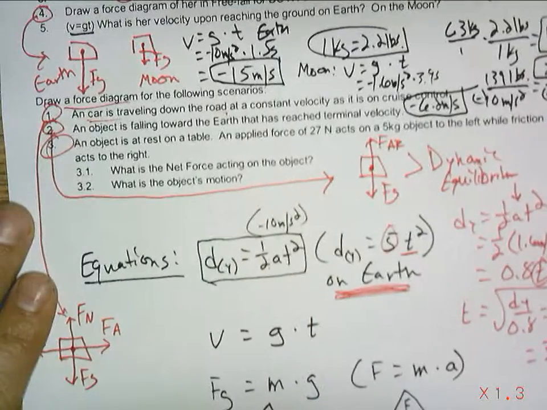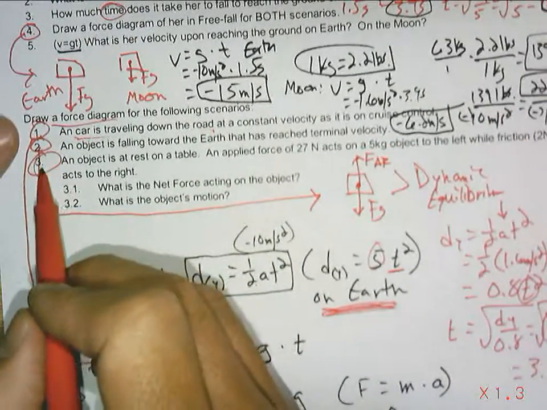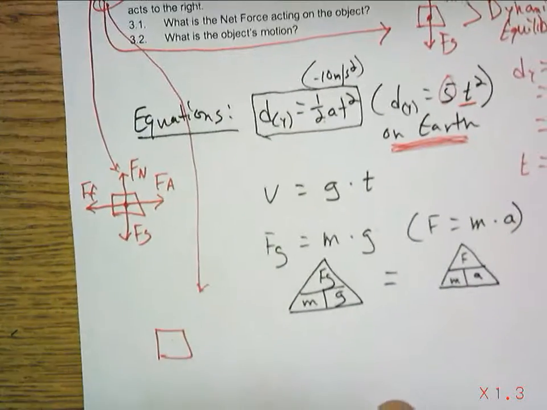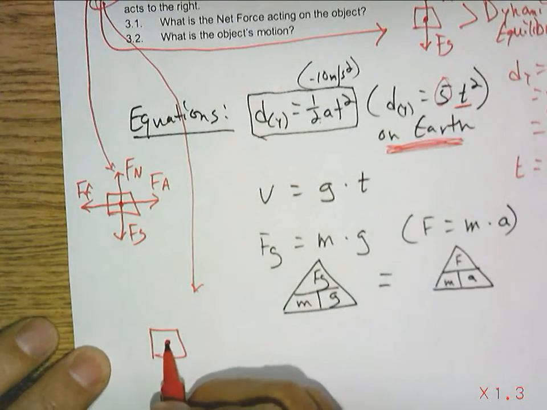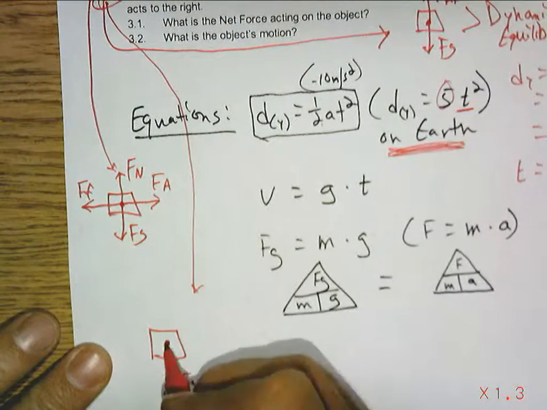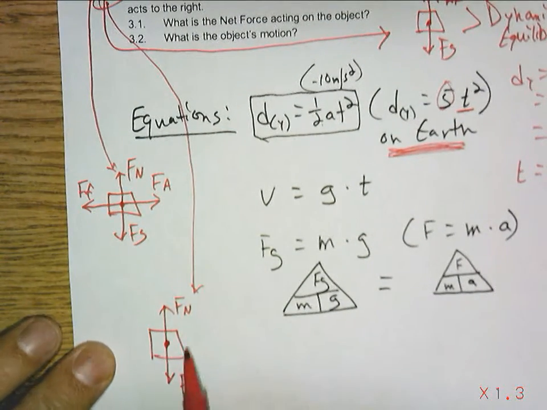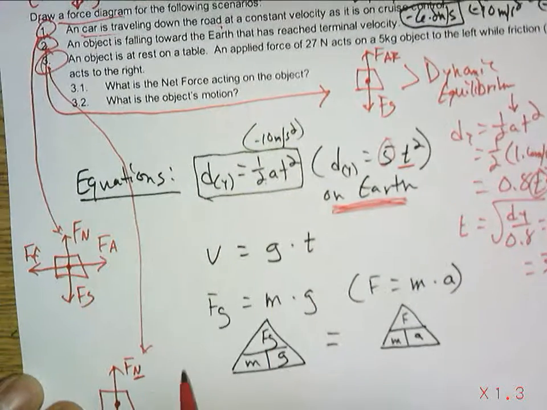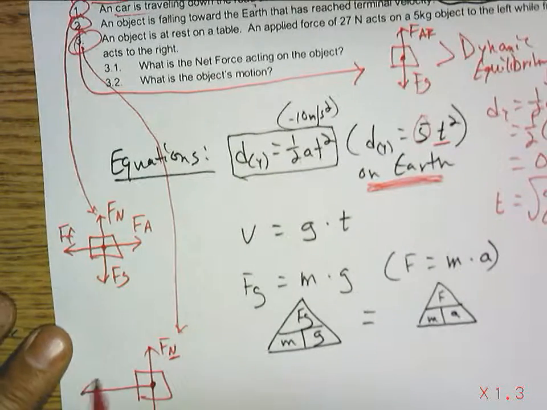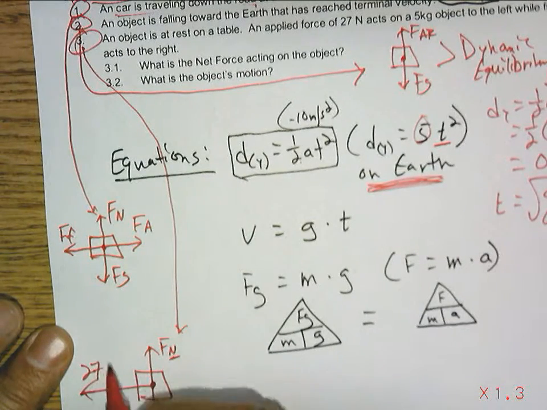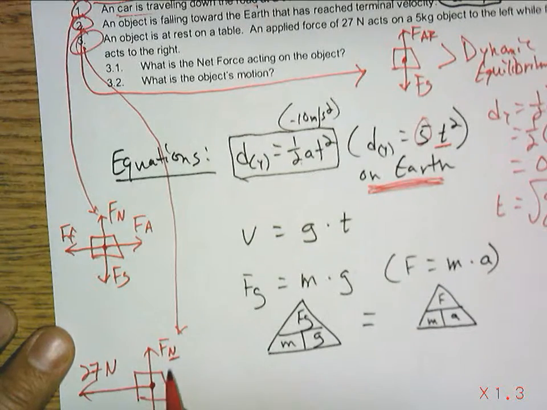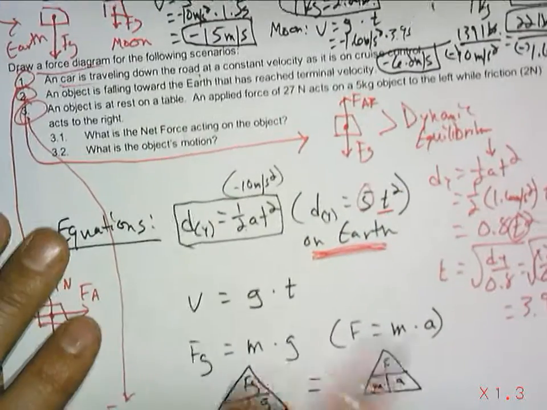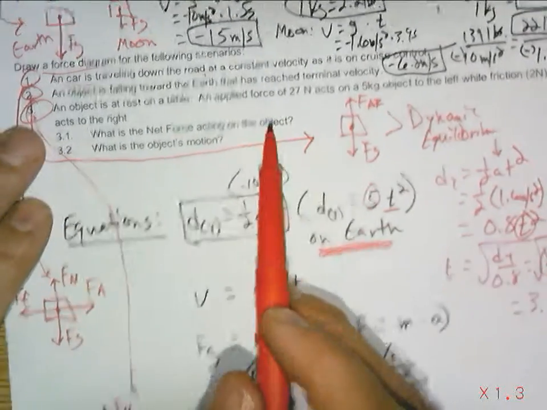Number 3. An object is at rest on a table. So I'm going to start off by drawing my basics here. Here's my object on a table. It's at rest, so I've got F of g, and the table is going to provide the support force, which is my normal force. As I continue reading, an applied force acts on the object to the left. So here I've got a 27 Newton force acting this way, and it's got friction acting to the right, and that's only 2 newtons. It says, what is the net force acting on the object?